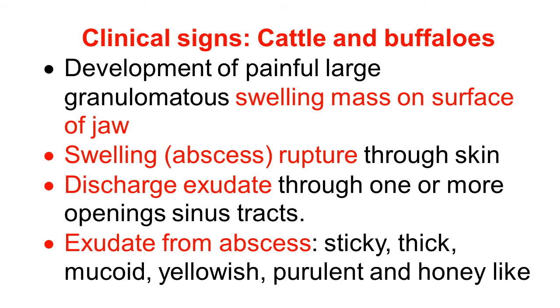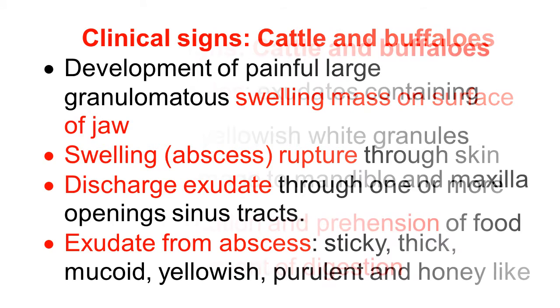Exudate from the abscess is generally sticky, very thick because it is purulent, mucoid, yellowish in color. It is a purulent pus and honey-like. This is the characteristic symptom. If the clinician sees one case, he will not forget it. This is the diagnostic symptom.